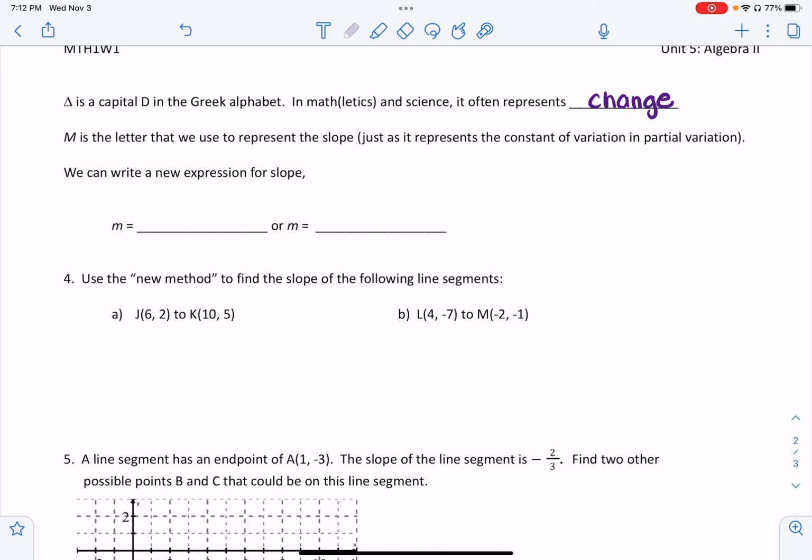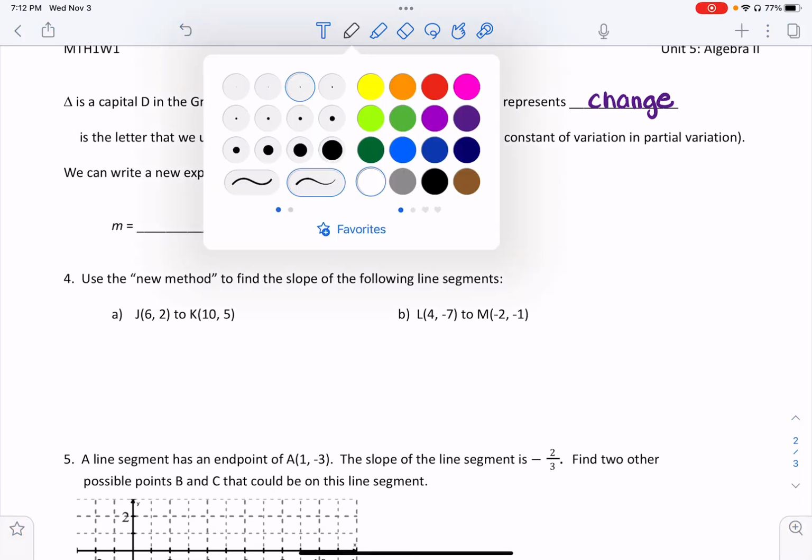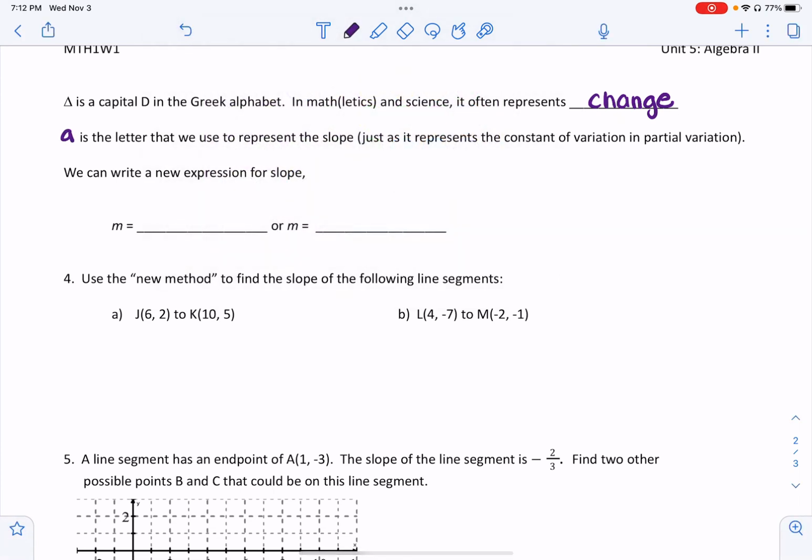We also want to look at, oh, sorry, we just need to change this to an A. We've changed it here. It should be an A on your page. Sorry about that. A is the letter we use to represent the slope. It just represents the constant variation. So it's just representing how fast something is changing or that level of steepness that we were looking at.